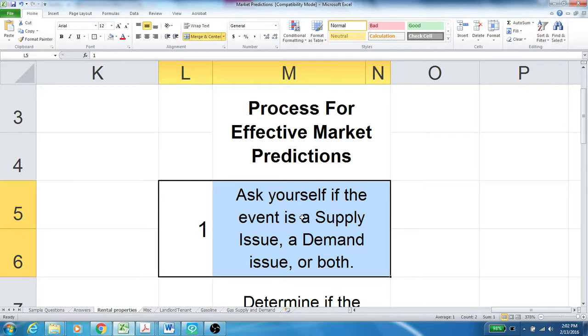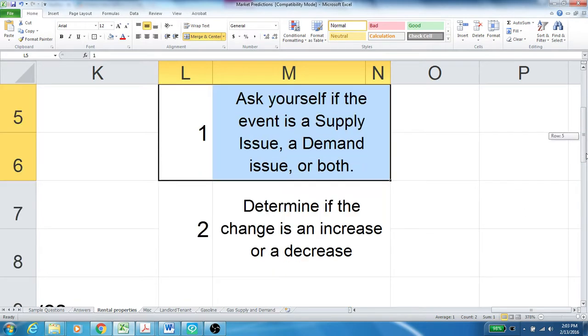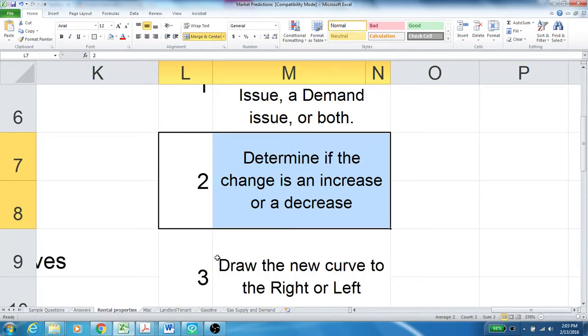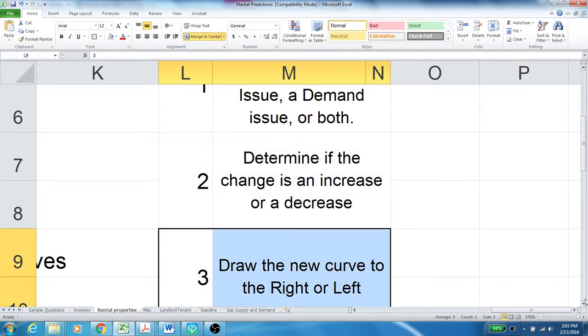Figure that out first. Try to determine whether it's a shifter in supply or a shifter in demand. We'll revisit that in a second. The second question is, this change in supply or demand, is it an increase or a decrease? If it is an increase, then it shifts to the right, and if it's a decrease, it's a shift to the left.